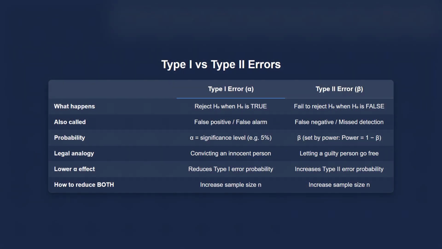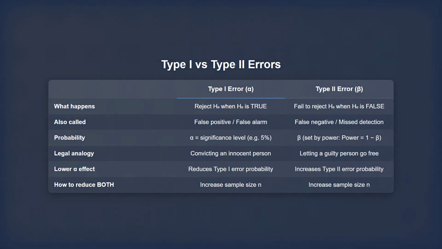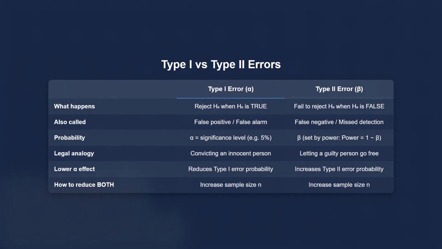Here is the trade-off that candidates miss. Lowering alpha reduces type I error, but increases type II error. The only way to reduce both simultaneously is to increase your sample size.